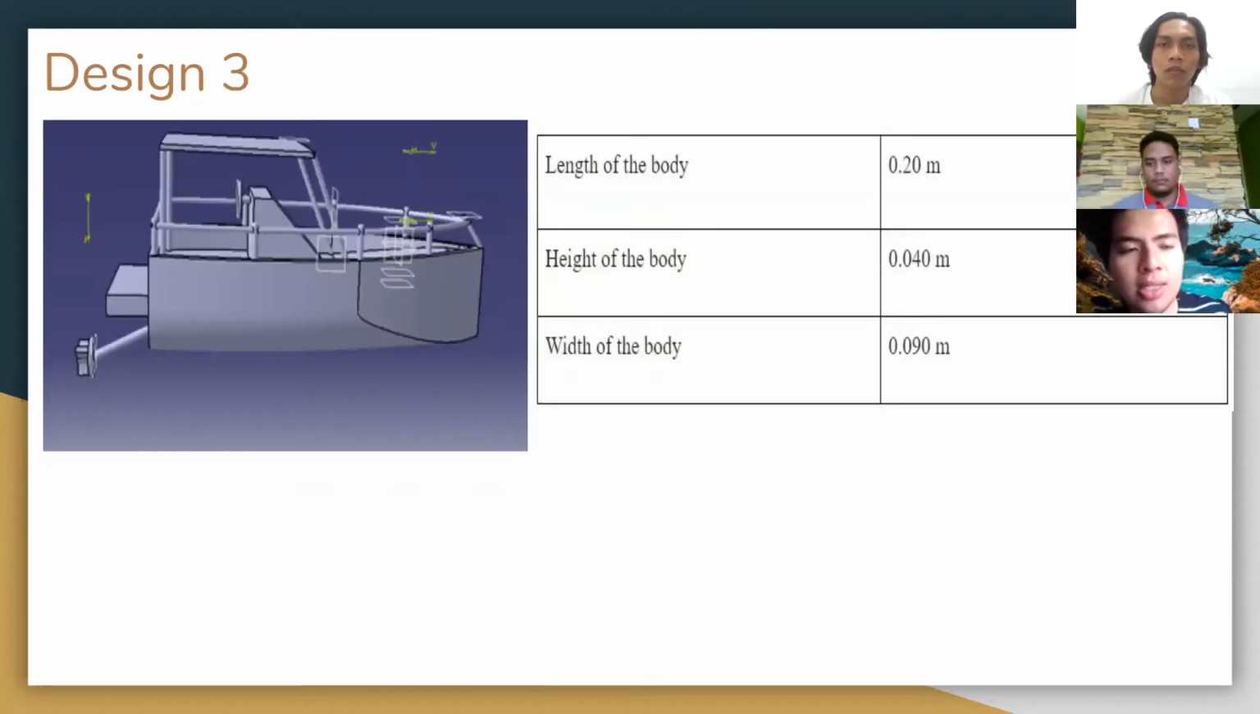For the last design, we decreased the height by half from both the first design and the second design. The height of the third design is 0.04 meter.